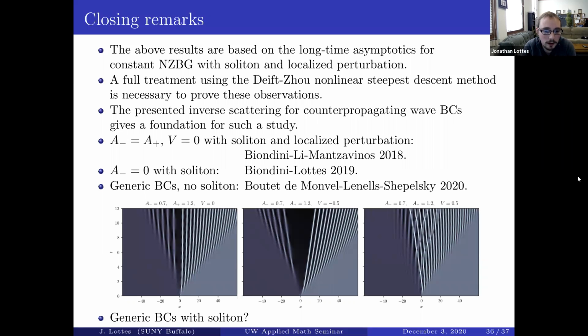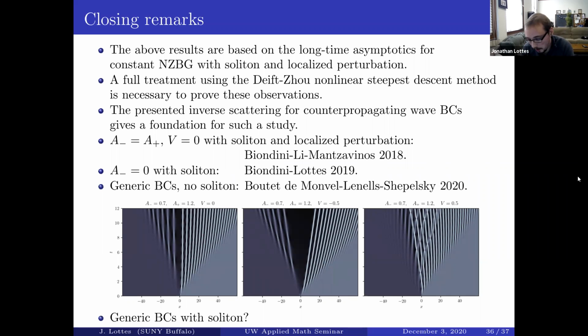I've mentioned again for the symmetric constant background amplitude, 0 velocity, so no counterpropagating waves, with soliton localized perturbation, that was in 2018, Biondini and Mantzavinos. The plots we were just looking at, the arguments we were just looking at, was in 2019 by myself and Biondini. That was for a one-sided step, again with no velocity, although that's not a loss of generality. And then very recently, Tiedemann, Nels, and Shapelsky looked at the long-time asymptotics for the fully general counterpropagating wave boundary conditions, but in the absence of a soliton.